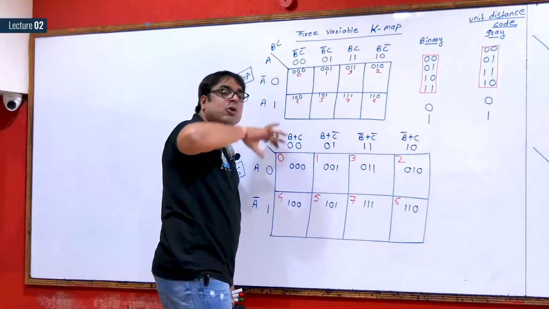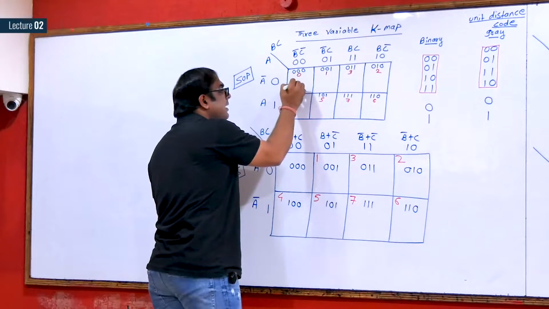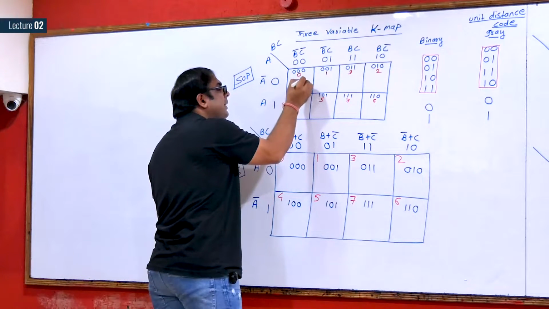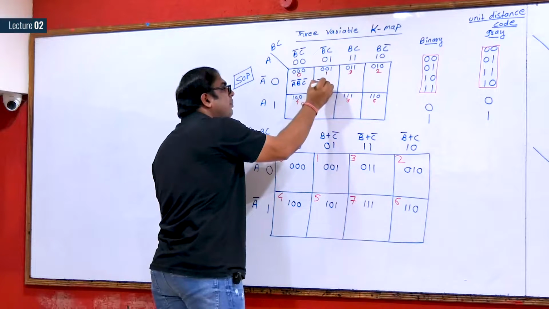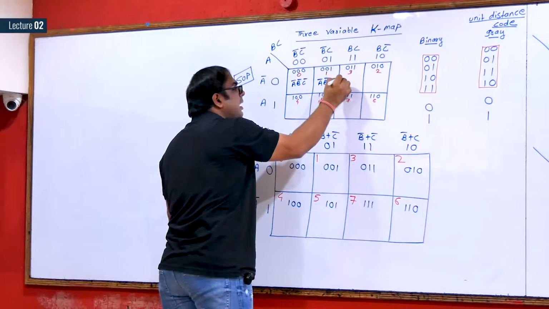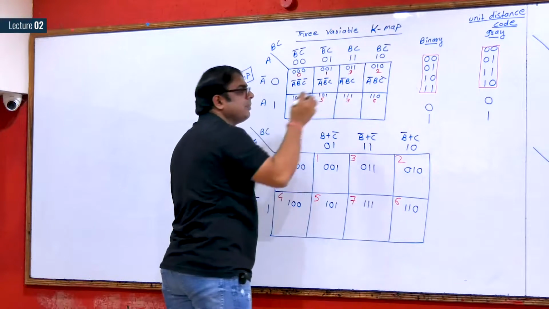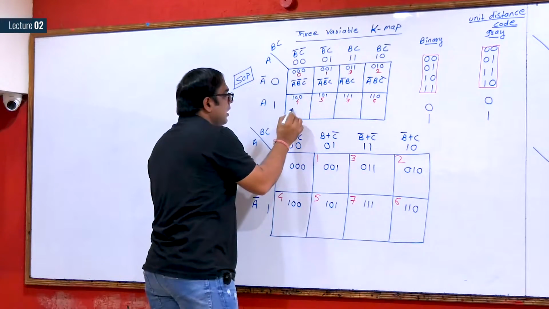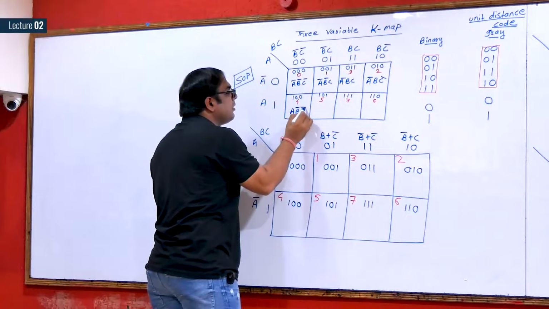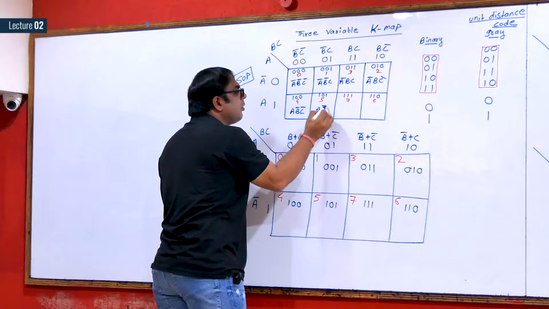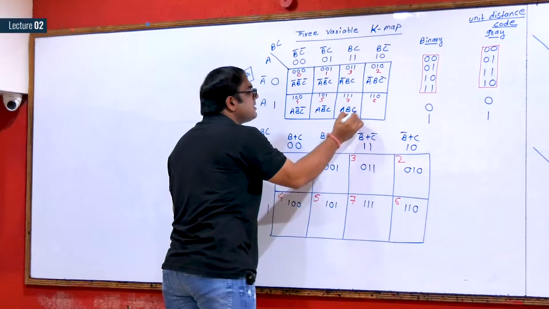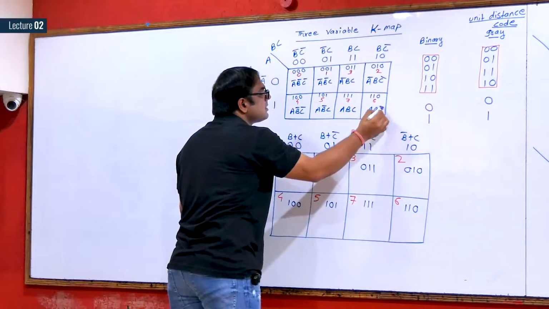Now, if I combine all the three variables, this will become A complement B complement C complement, A complement B complement C, A complement B C, A complement B C complement. A B complement C complement, A B complement C, A B C, A B C complement.